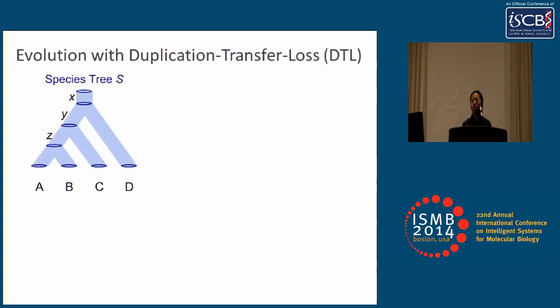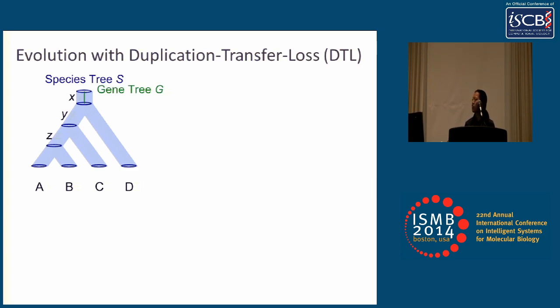So I'm going to be focusing in this talk on evolution with duplication, transfer, and loss. So evolution that's mostly applicable to prokaryotes, but also to some eukaryotes. So in this case, let's consider we have the species tree shown here with ancestral genomes X, Y, and Z. And we're going to see how a gene might evolve within the species tree.